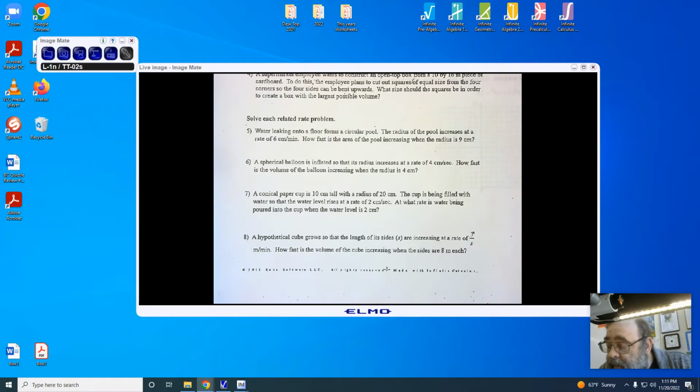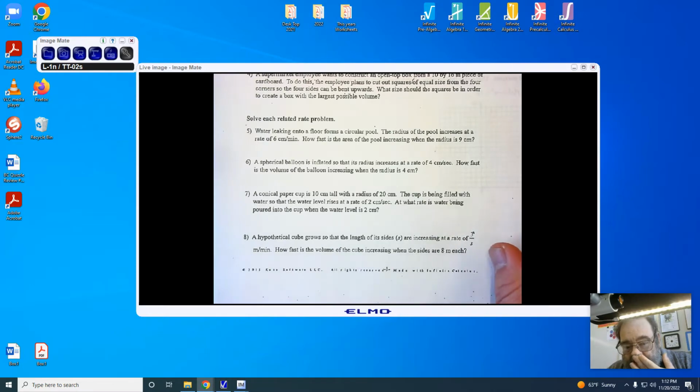A conical paper cup is 10 centimeters tall with a radius of 20 centimeters. The cup is being filled with water so that the water level rises at a rate of 2 centimeters per second. At what rate is the water being poured into the cup when the water level is 2 centimeters? A hypothetical cube grows so that the length of its sides, s, are increasing at a rate of 3 divided by s minutes per second. How fast is the volume of the cube increasing when the sides are 8 meters each?